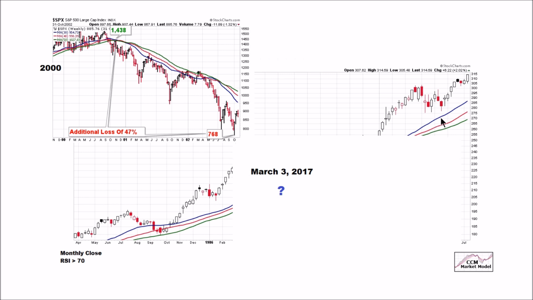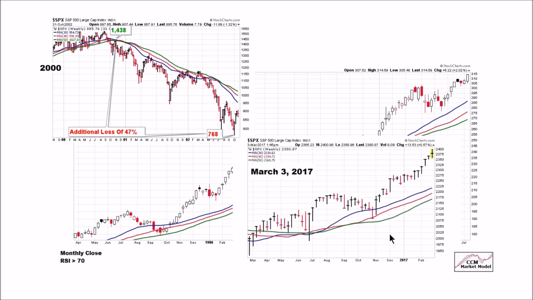How do the same moving averages look as of March 3rd, 2017? The answer is we have a full-bore bullish look. This look here looks a lot more like this look here than this concerning look here as the market was rolling over late in calendar year 2000. After this point, the S&P 500 lost an additional 47%.